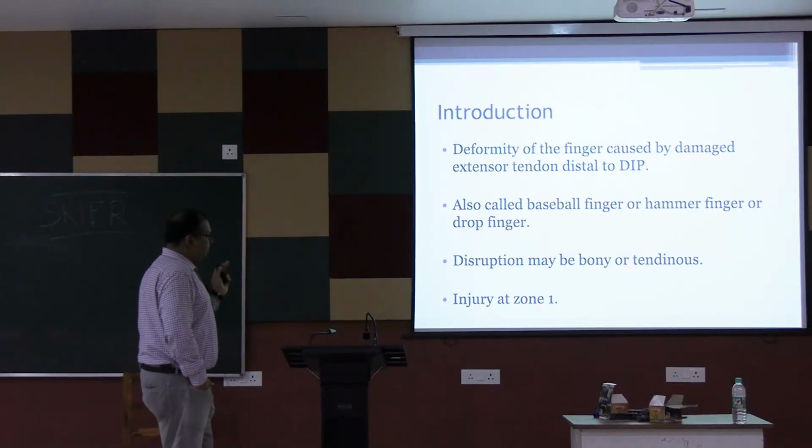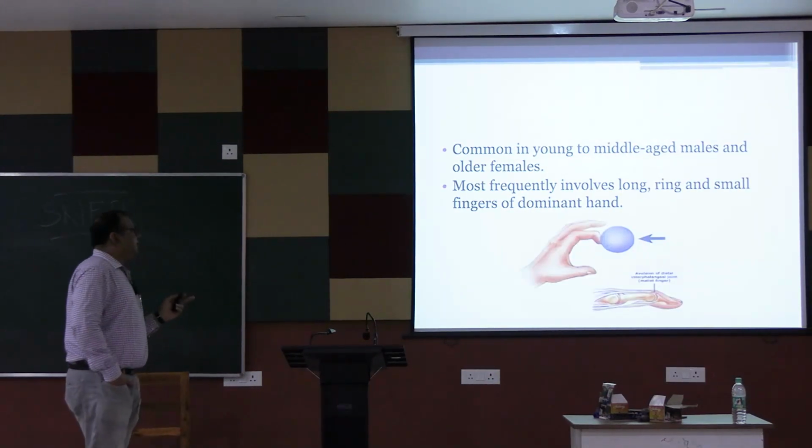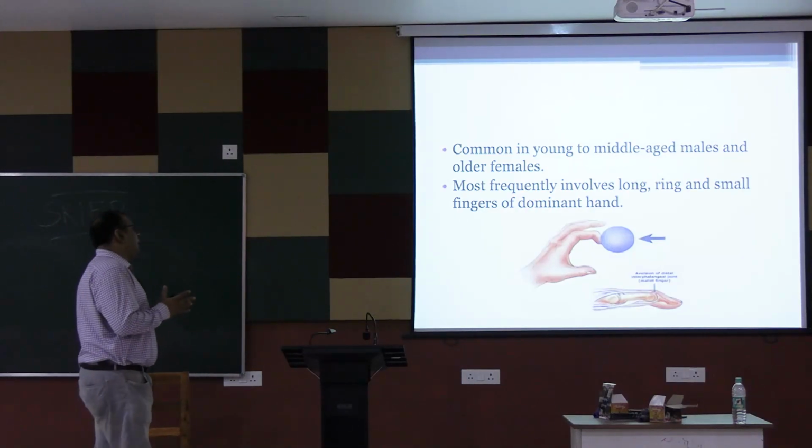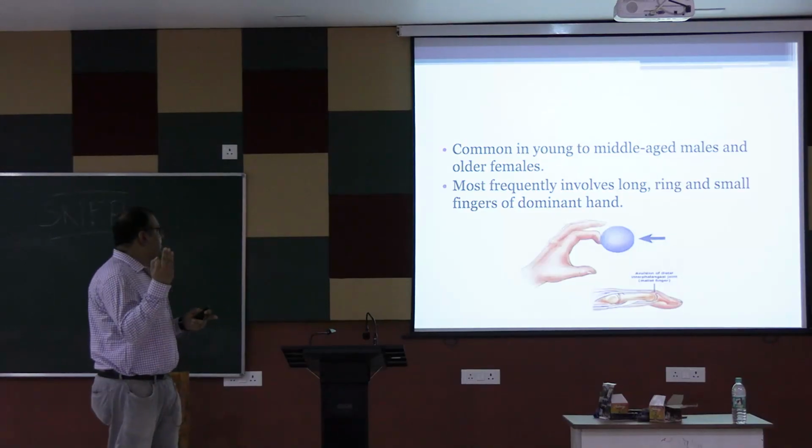Disruption may be bony, it may be tendinous. It is common to middle-aged males and older females. Involves long, ring and small fingers of dominant hand. These 3 fingers are the most involved, right? These 3 fingers.